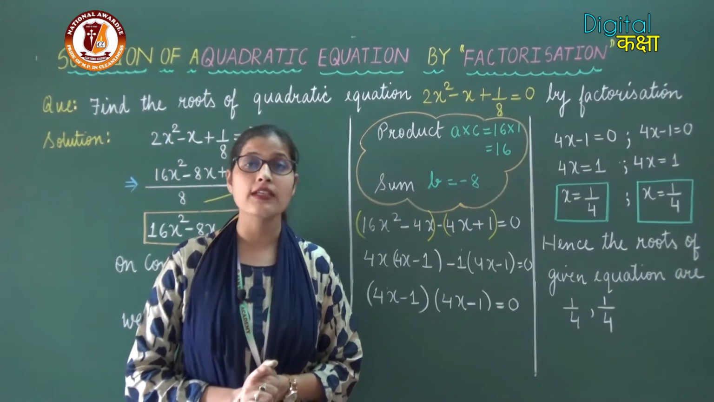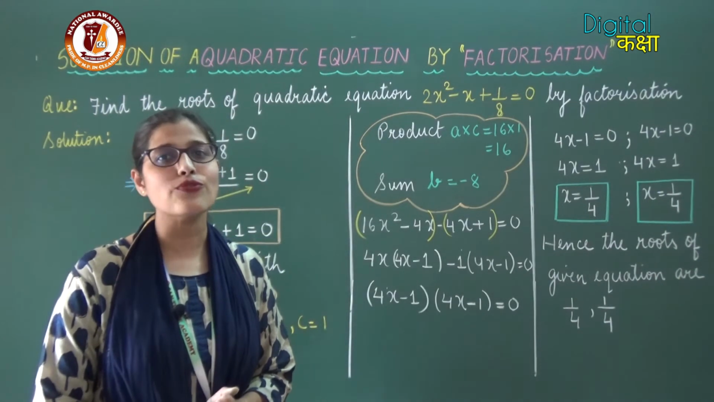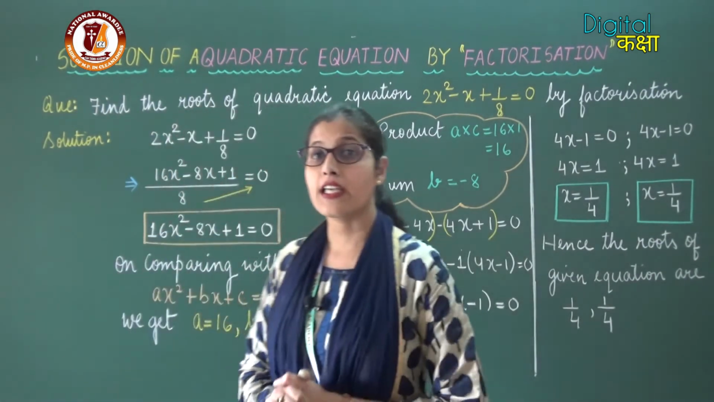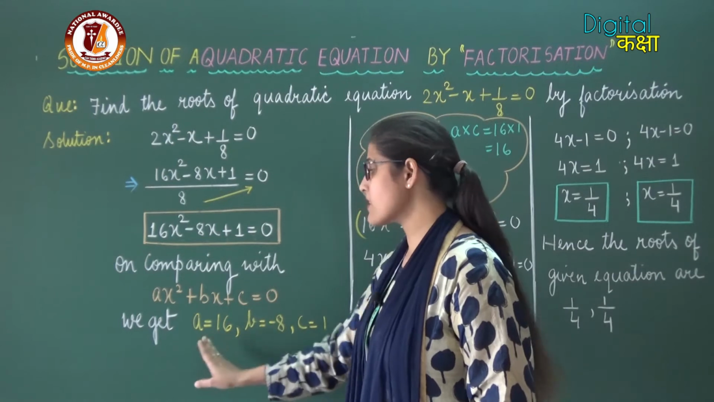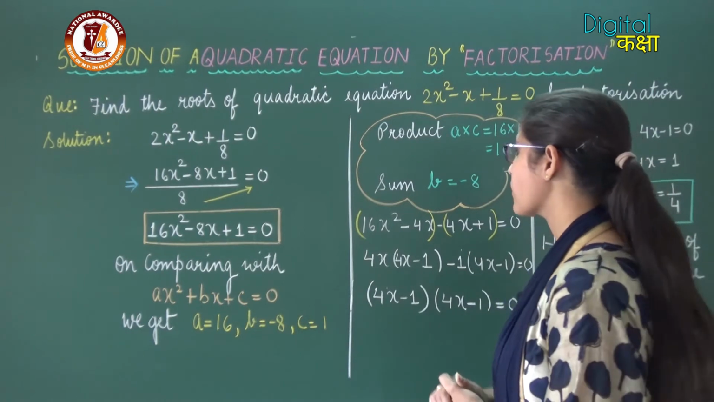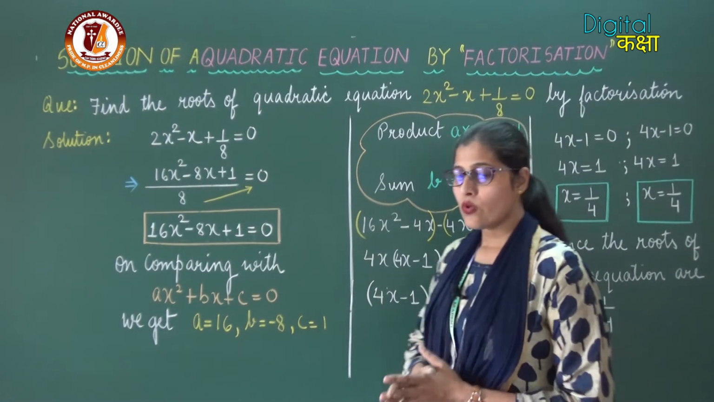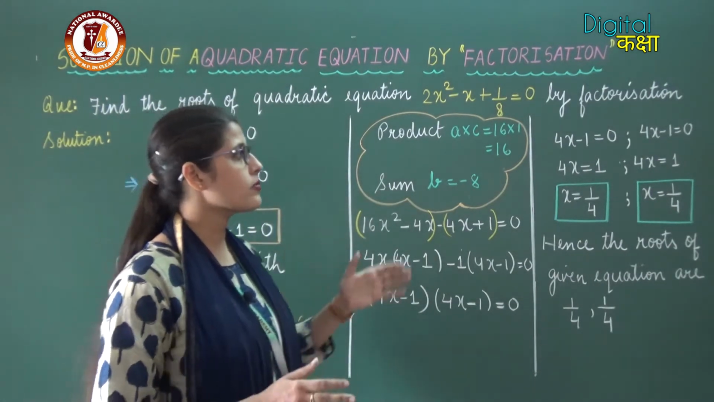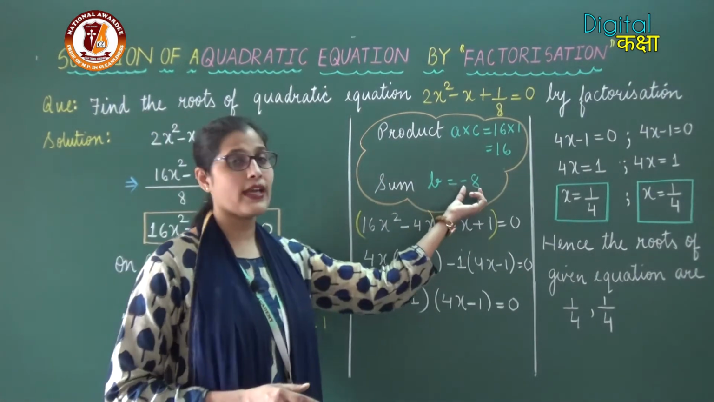Now, we will be using the method of splitting the middle term to solve the question further and to find the factors. As you can see, we want the product equal to the multiplication of a and c, which is 16 into 1, that is 16, and the sum should be equal to the value of b, which is minus 8. So, we need two such factors which on multiplication should give me 16 as the product, and on addition will be giving me minus 8.